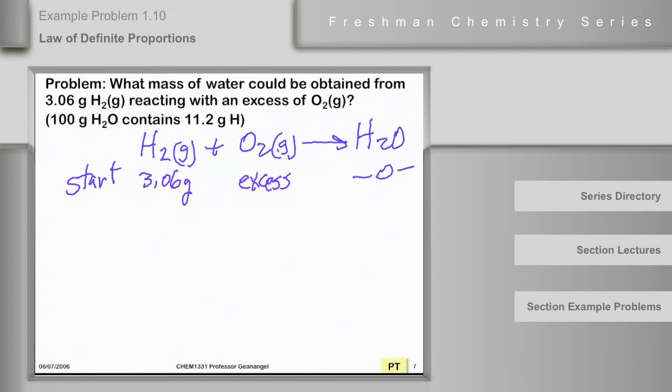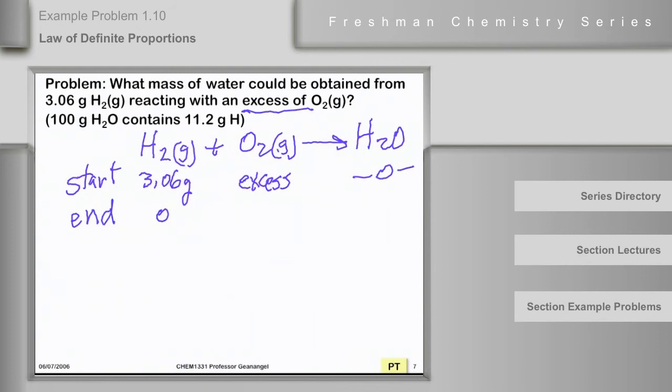Okay? Now, after the reaction has occurred, since it tells us there's excess of oxygen, how much hydrogen will be left at the end? None, right? Does everybody see? It'll all be used up. So 0 grams of hydrogen will be left.